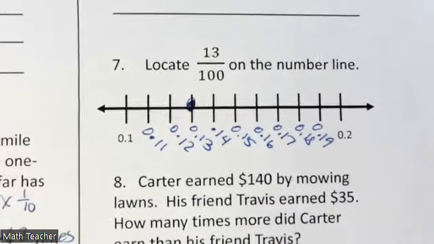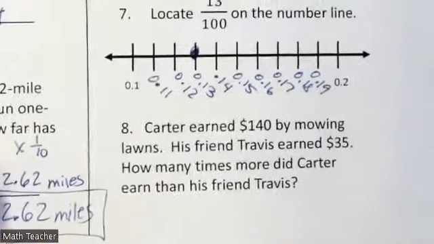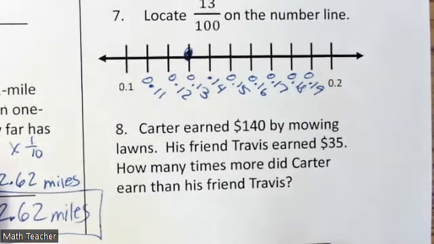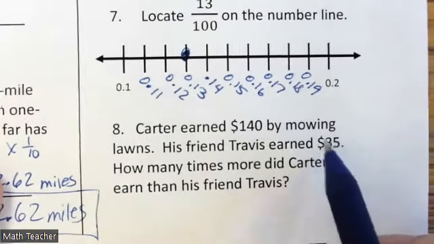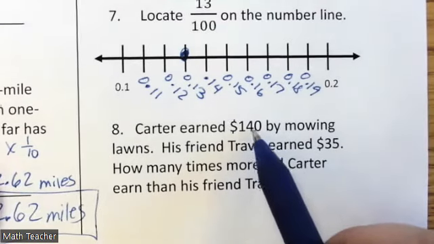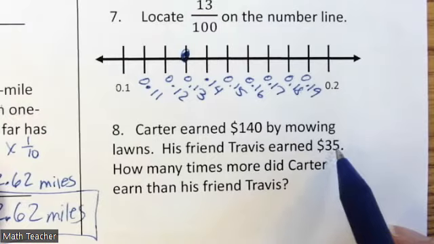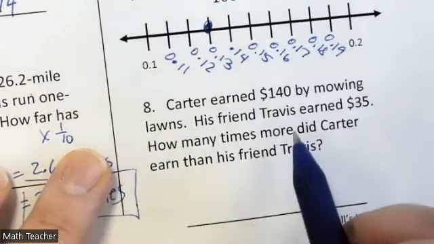Number 8, Carter earned $140 by mowing lawns. His friend Travis earned $35. How many times more did Carter earn than his friend Travis? So we want to know how many times 35 goes into 140. That looks like it's probably going to be 4 times, so let's check that with division.